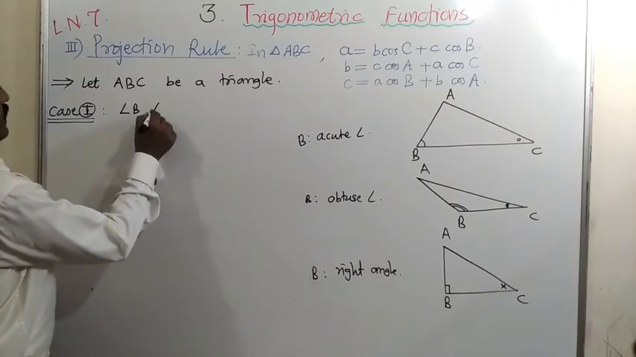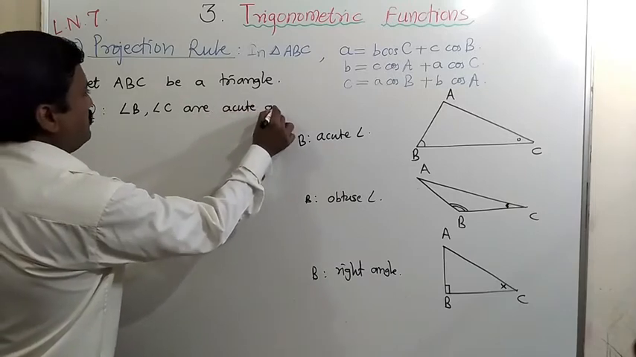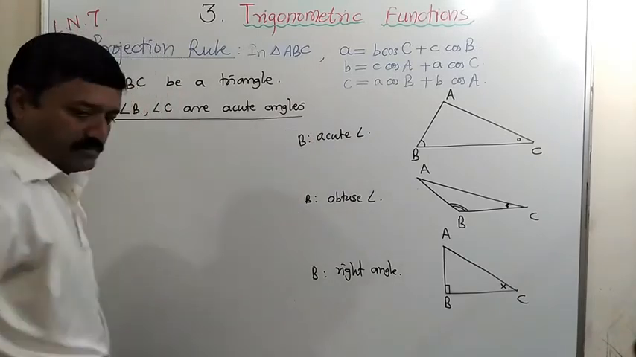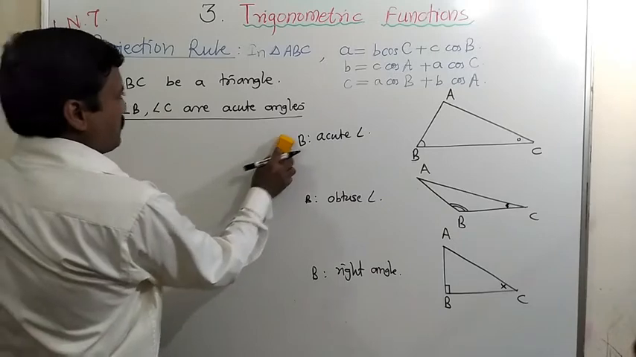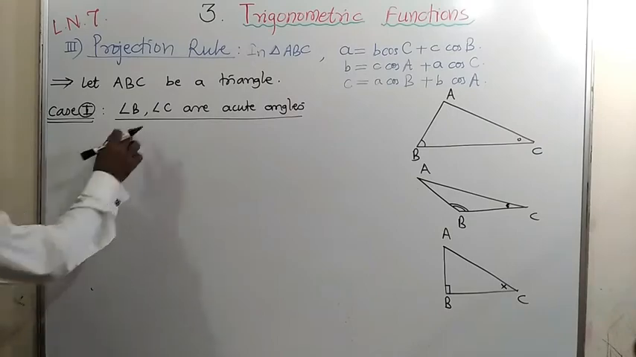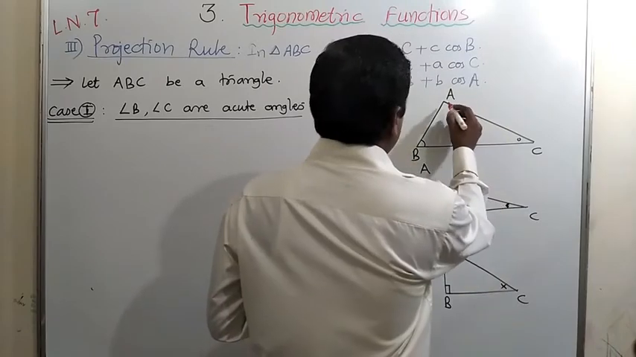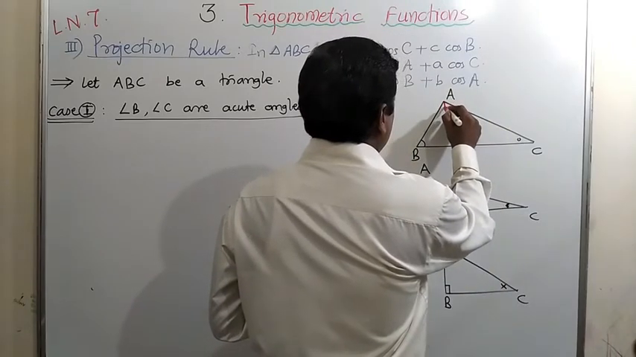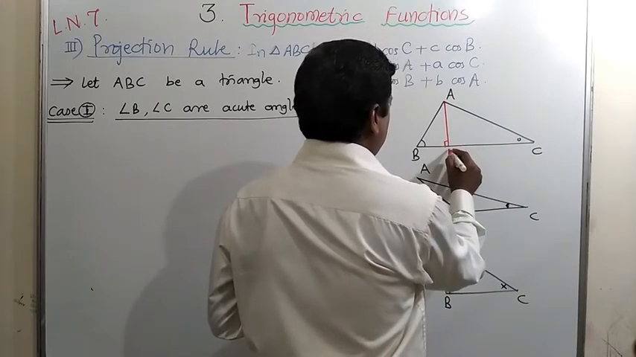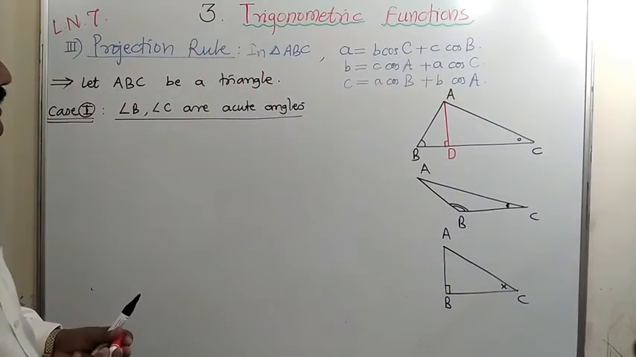Angle B and angle C are acute angles. This is our case first. In this first case we have written it in this form. Now, in this case, if you draw a perpendicular, or if you draw the altitude passing through point A, then it will cut the side BC at a certain point, let it be point D.